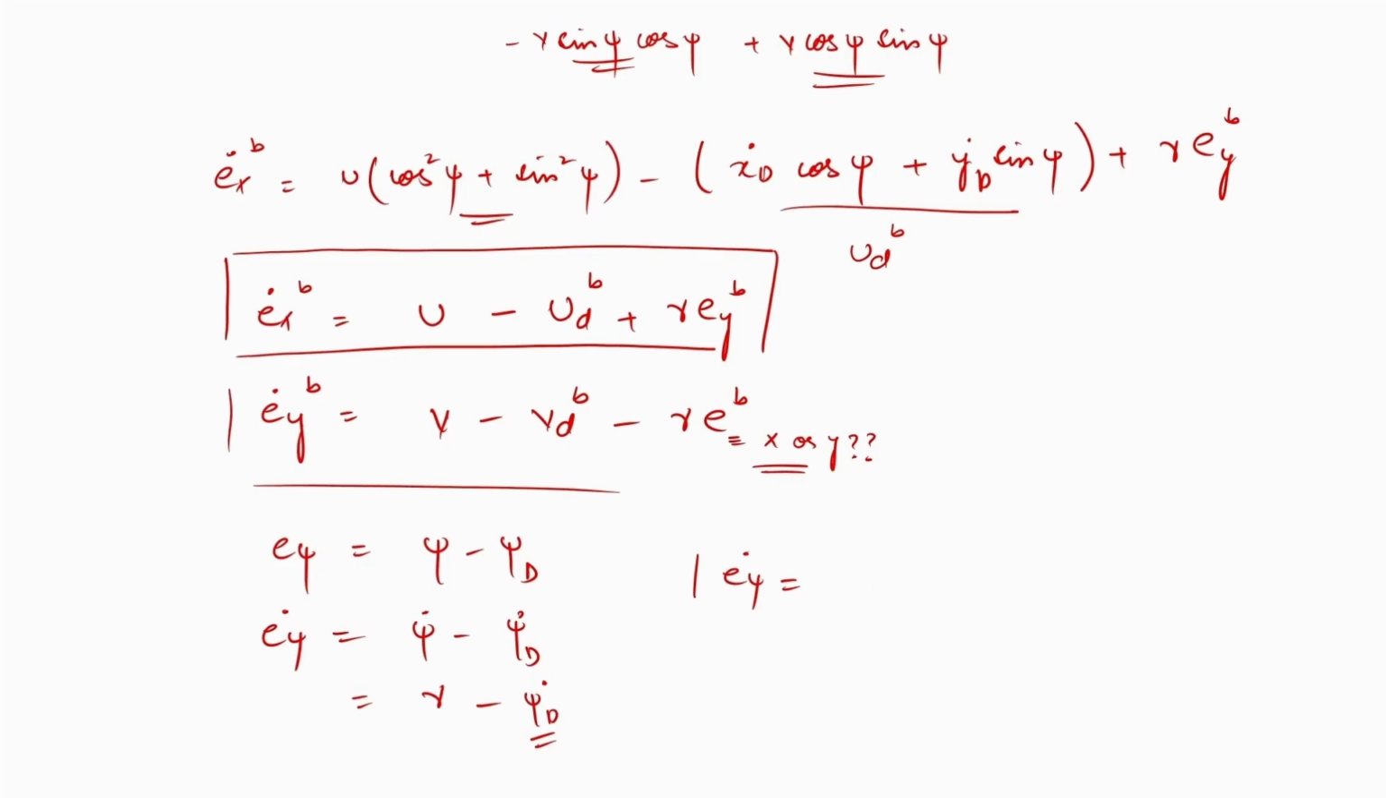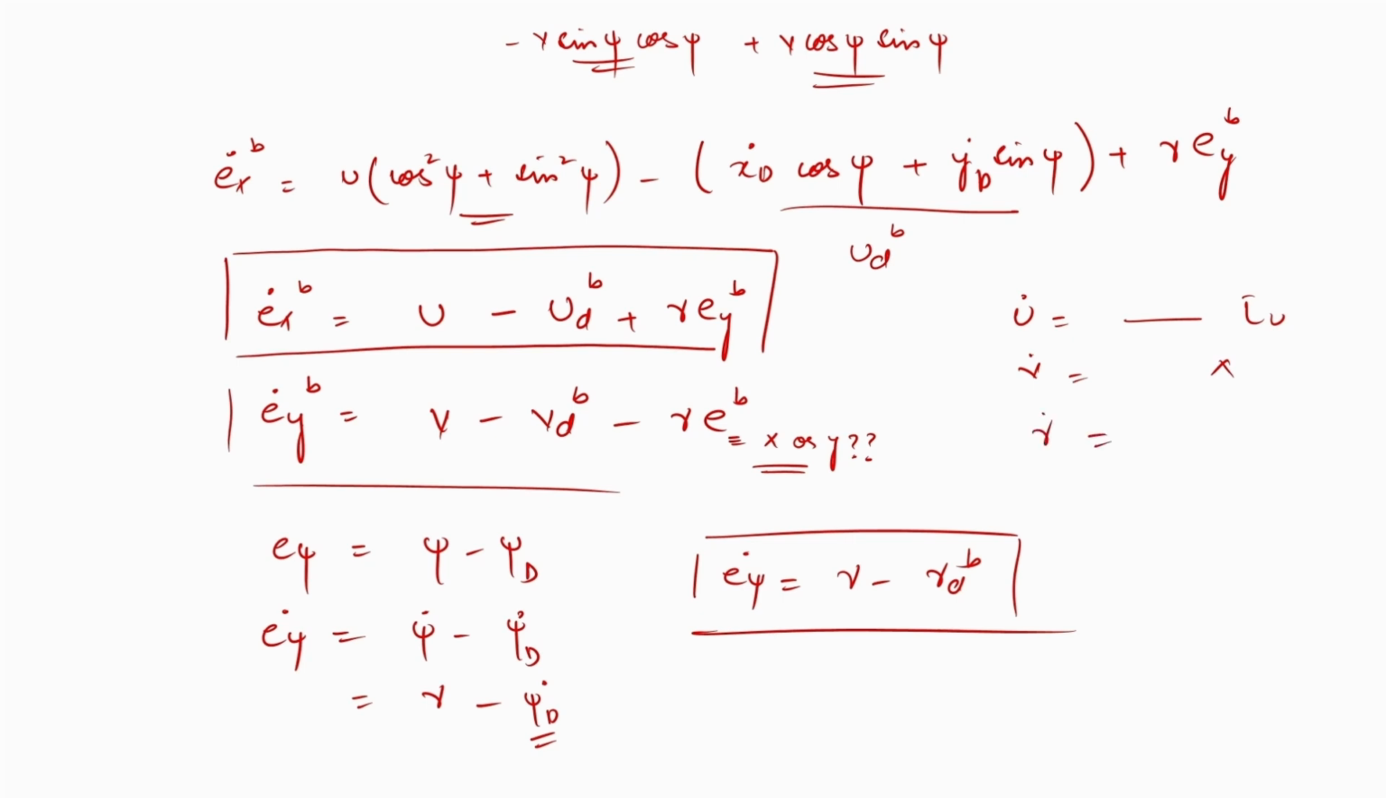So this becomes R minus RDB. Okay. Now, why is this equation important? If you remember, we had control input in U dot. In V dot, there was no control input, and in R dot, we had this control input, if you recall the dynamics. So what we are going to do is choose this U as a virtual input to the system. So let me explain that in the next slide.